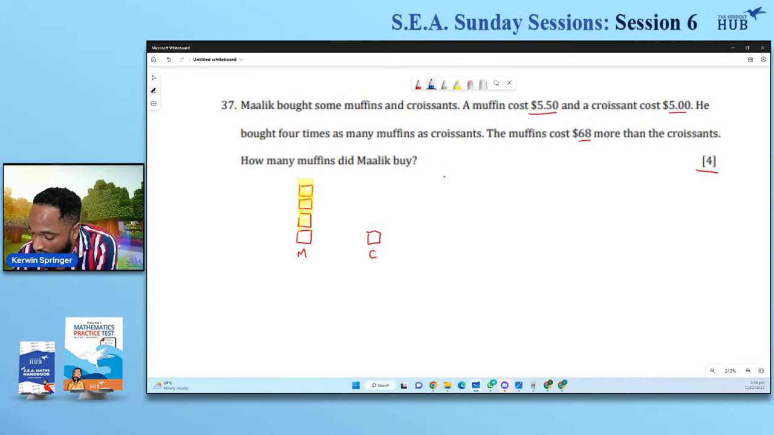Let me use algebra for a second and I'll swing it back. Four times the number of muffins minus 3 times this x. 4 times x times the cost of one muffin is $5.50.